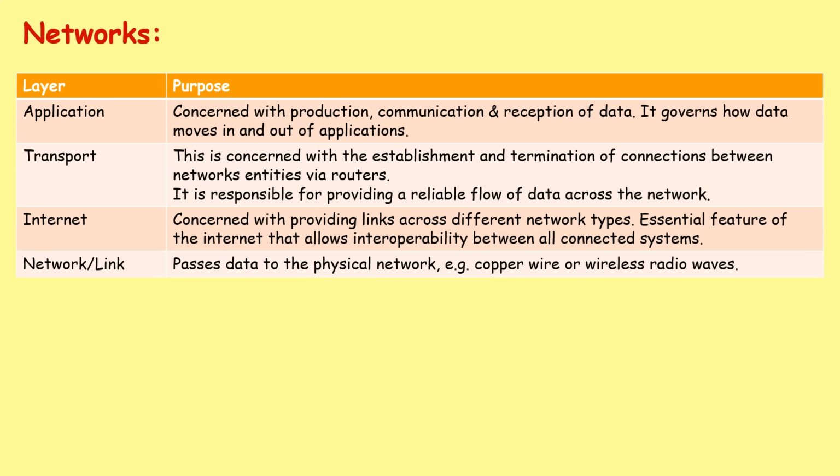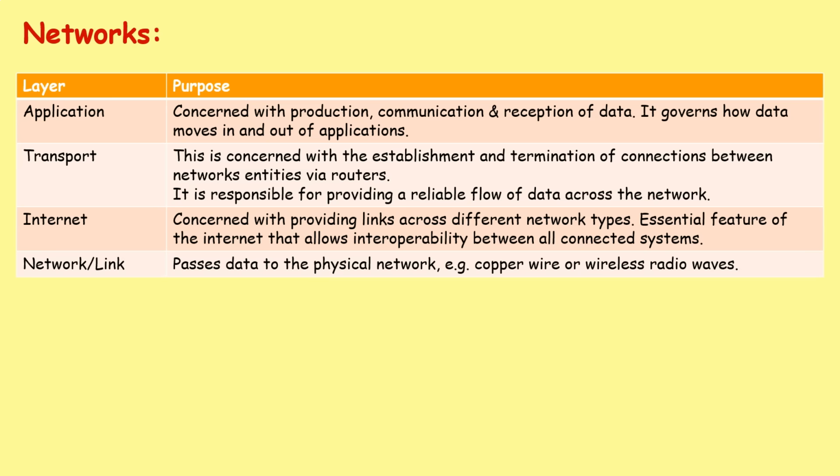The transport layer is concerned with the establishment and termination of connections between network entities via routers. It is responsible for providing a reliable flow of data across the network. The internet layer is concerned with providing links between different network types, essential features of the internet that allow interoperability between all connected systems. And the network or link layer passes data onto the physical network, for example, copper wire or wireless radio waves.